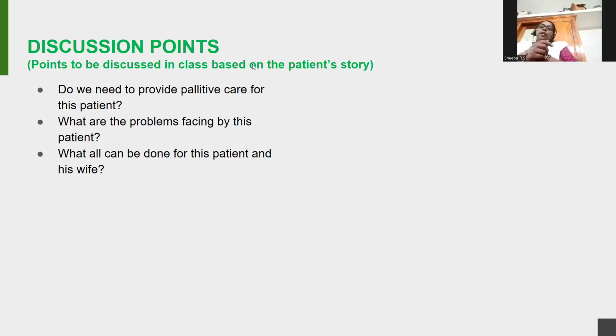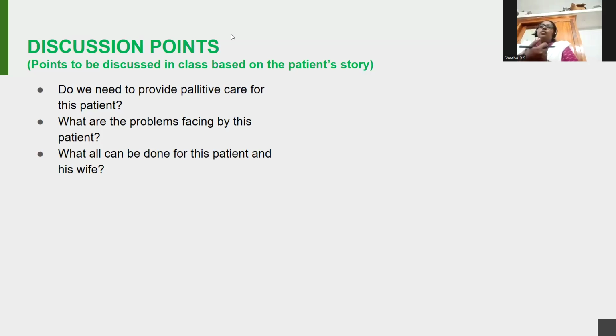Yes, ma'am, as ma'am said, no medication for pain. Pleural tapping is the only way to relieve this kind of pain, because this pain is because of the pleural effusion. So that should be done.